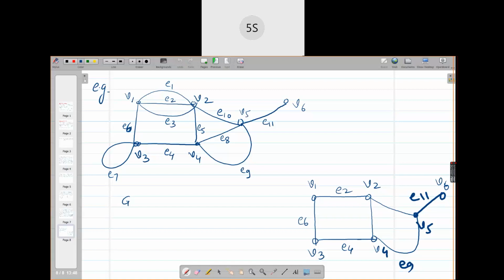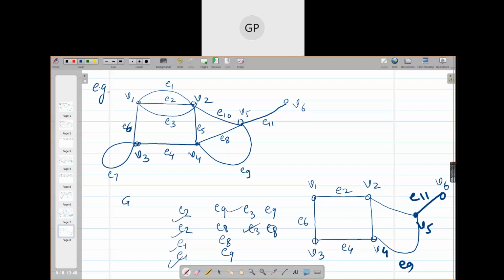Now there are possible combinations. Suppose I kept E2 and E9. I can keep E2 and E8 also. Right? That will give me another underlying graph. Or I can keep E1 and E8. Or I can keep E1 and E9. Or I can keep E3 and E9, E3 and E8. So these many underlying subgraphs I can draw.